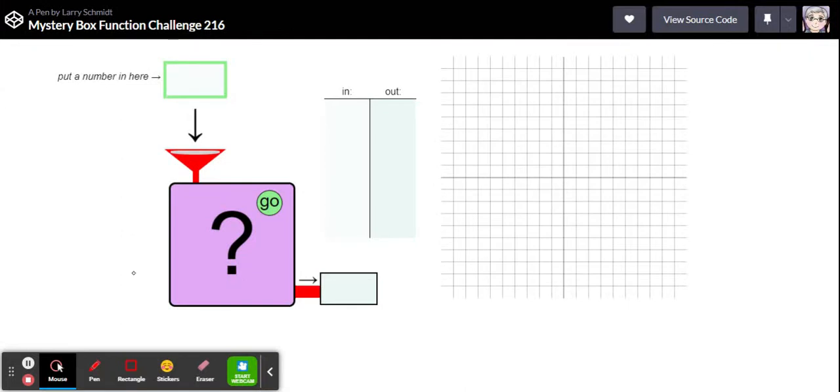In the purple mystery box there is some math and your challenge is to figure out what it is. You can use the link in the description to try this out, and when you've got an idea, come on back, see if we get the same thing.